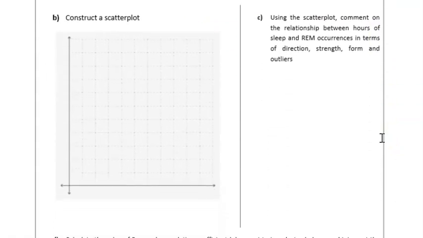Part B is asking us to draw a scatter plot for that. So if this was a SAC, you might be asked to draw a scatter plot. You may be given a grid with axes marked on it, but if not, definitely constructing your own scatter plot, knowing how to do that. And then using your scatter plot for part C to comment on the relationship. And now we're talking about describing that scatter plot in terms of direction, strength, form, and outliers.